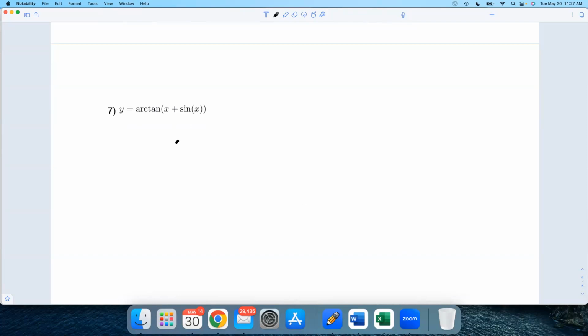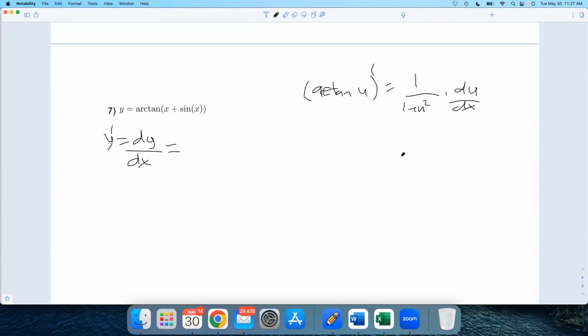Okay. I've got a chain rule. I've got a function inside a function. So y prime, also known as dy/dx, my independent variable is x here. The derivative of arctan of anything, say arctan of u, will be 1 over 1 plus u squared times the derivative of whatever's inside, the derivative of u with respect to your independent variable.